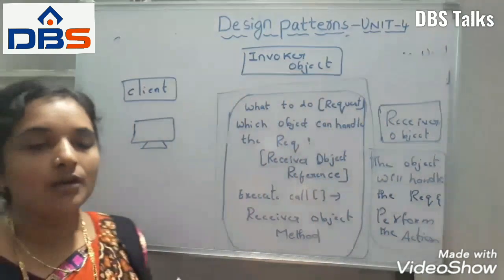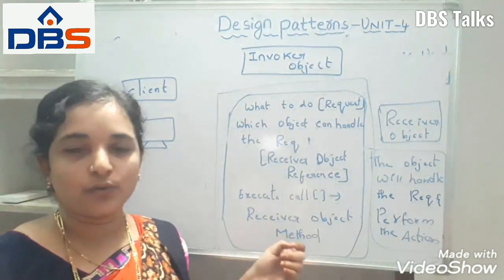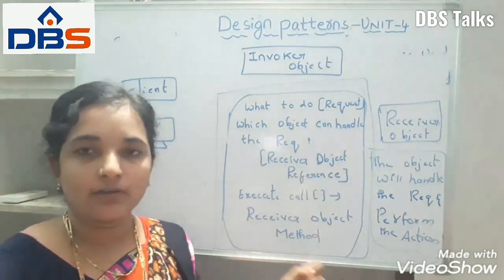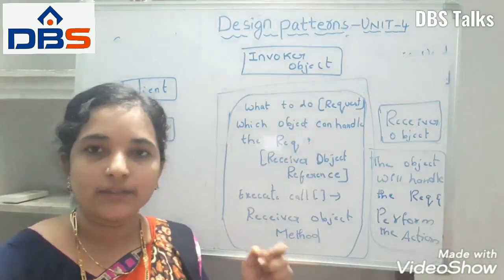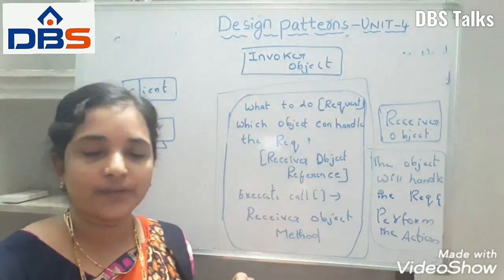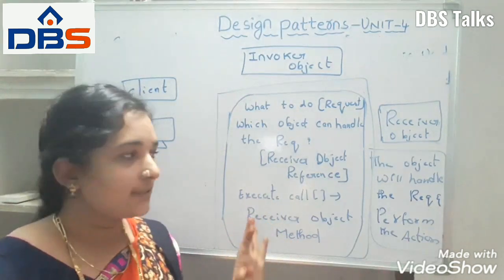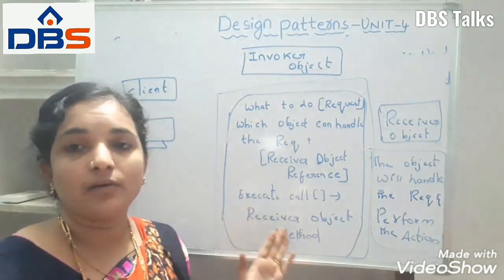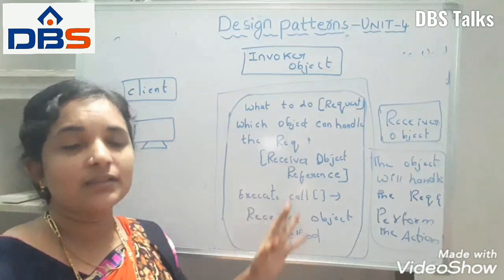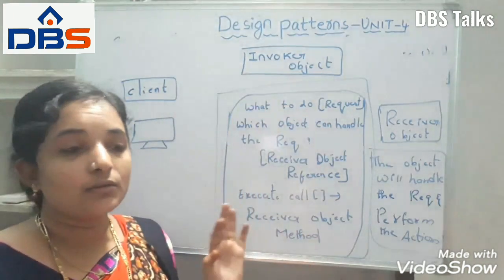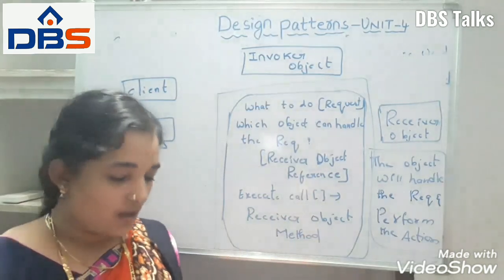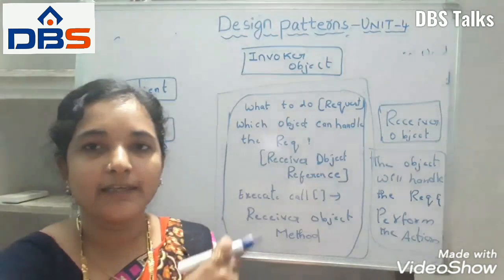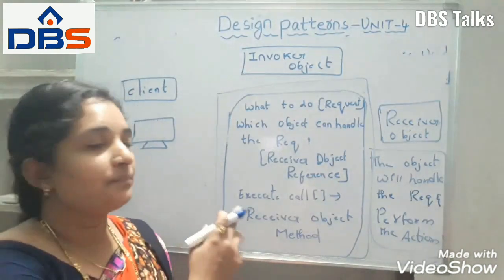So see the image here. In the previous image I told that the client creates a request, and that request is called the command object. In the command object I have the request, the receiver object reference, and the execute method. These are the three things available in the command object. This command object is passed through the invoker object. The invoker object just calls the execute, and the invoker object just calls the receiver.